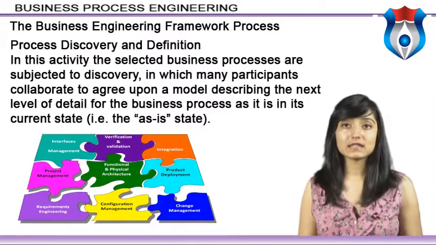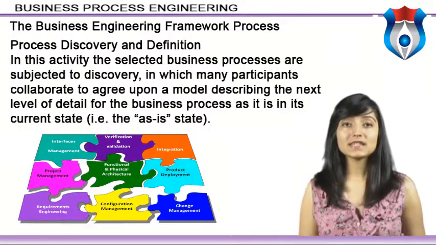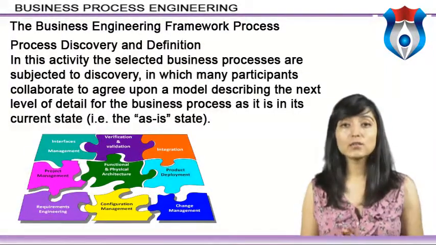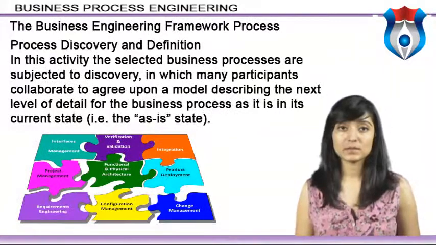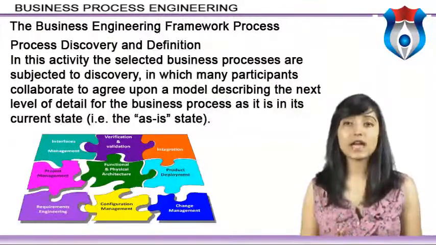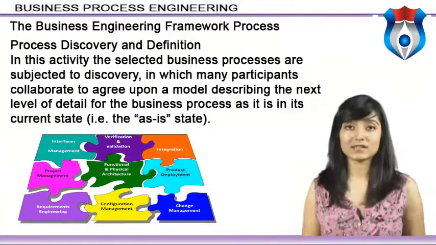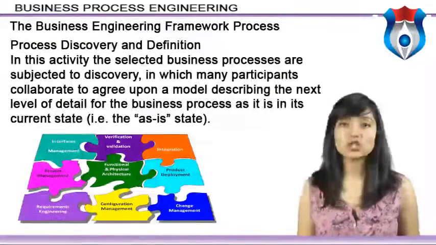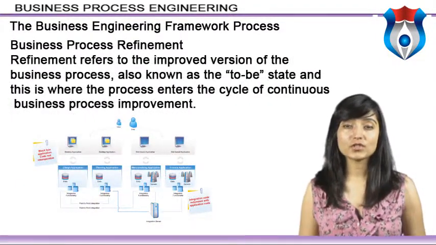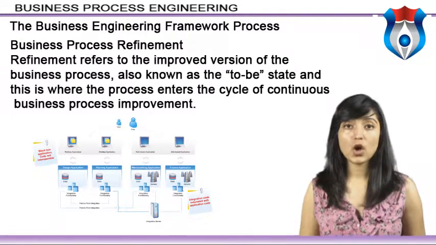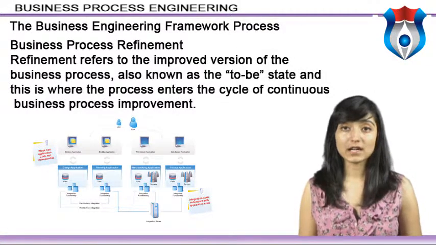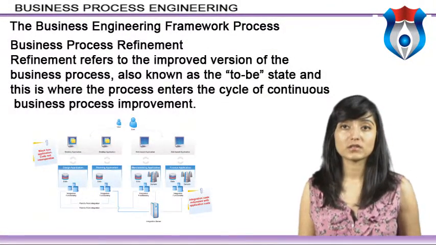is, the as-is state. The process analyst applies further detail to the business process model, elaborating the model and resolving inconsistencies. This step also defines the project that supports the engineering activity for the business process or processes. The definition includes initial sizing of the effort involved in the automation project. Refinement refers to the improved version of the business process, also known as the to-be state, as this is where the process enters the cycle of continuous business process improvement.